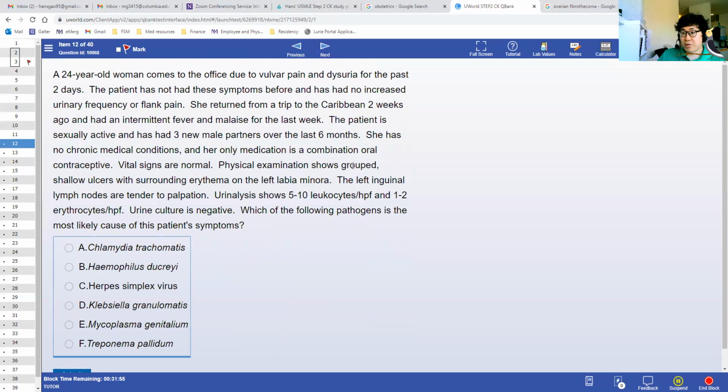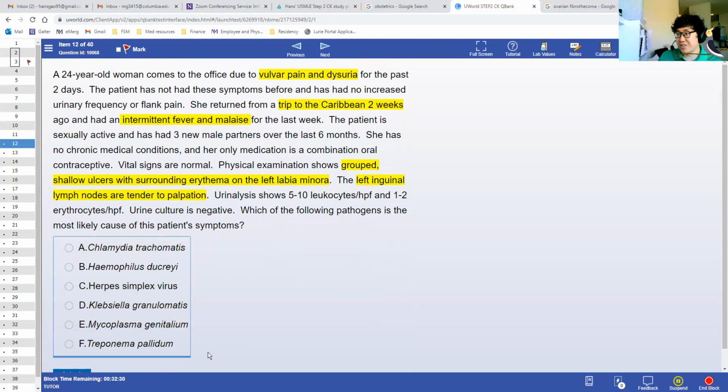Next question. Which of the following pathogens is causing this patient's symptoms? Infectious diseases. Diagnosis question. 24-year-old woman, vulvar pain and dysuria the past 2 days, no symptoms before this. Trip to the Caribbean 2 weeks ago. All right, intermittent fever and malaise on the trip. Patient sexually active, no chronic issues. Grouped shallow ulcers with surrounding erythema. It's painful. Left inguinal lymph nodes are tender to palpation. Urine culture is negative.